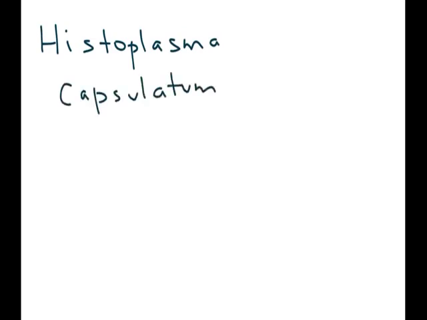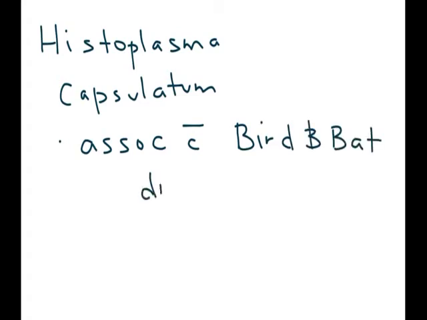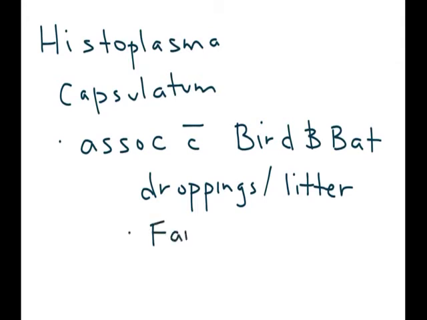So histoplasmosis is the name of the medical condition, and Histoplasma capsulatum is the name of the bug or the fungus. So why does a patient get this medical condition? Well, it's associated with bird and bat droppings or litter. And this is a very important part of the etiology of this medical condition. And oftentimes, the clinical vignette will talk about a farmer or somebody that has gone to some caves or gone into the woods, because these are the areas where bird or bat droppings are present.